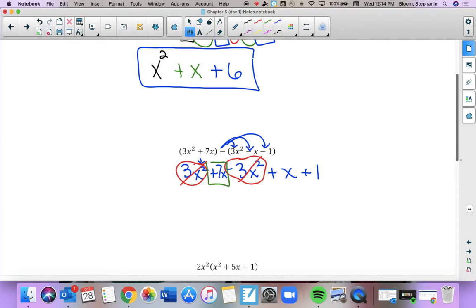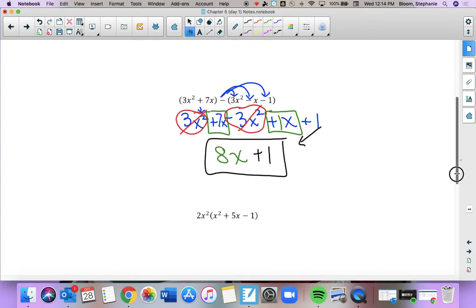What can I combine with 7x? Yep, a 1x, which gives me 8x. Is there anything to combine with my constant? Nope, so you just bring it down. And I cannot add those together because they are not alike. Okay? Anything there?